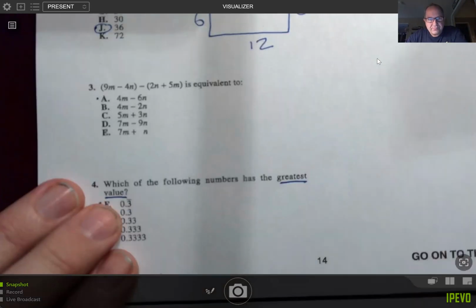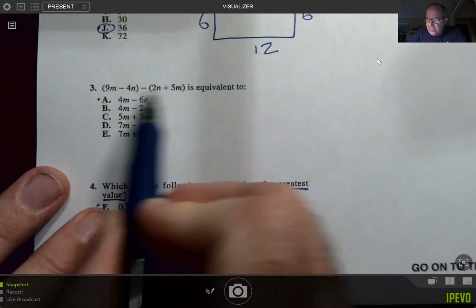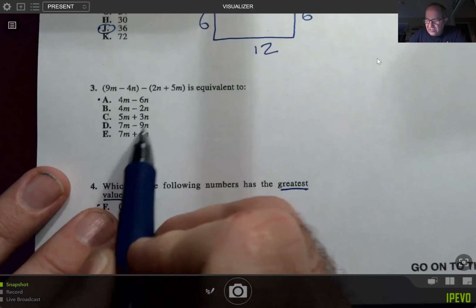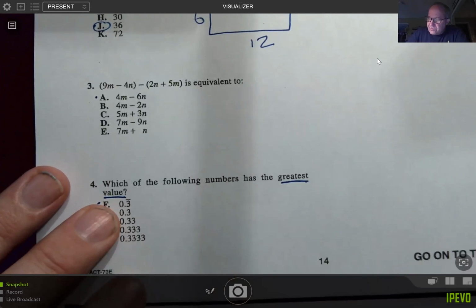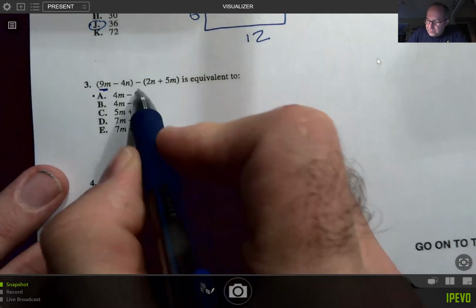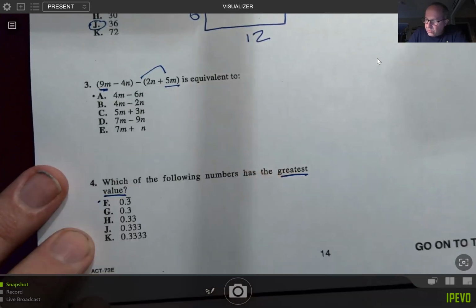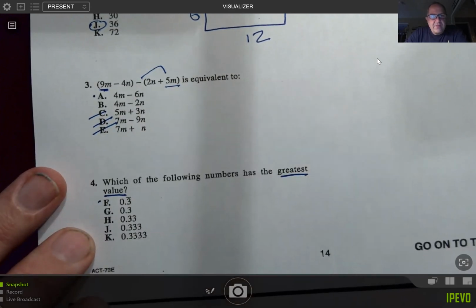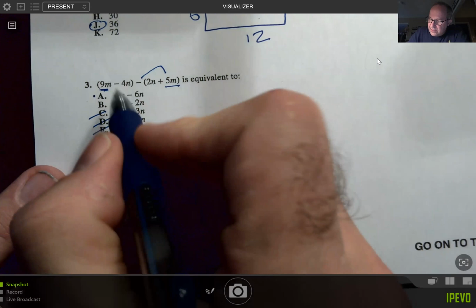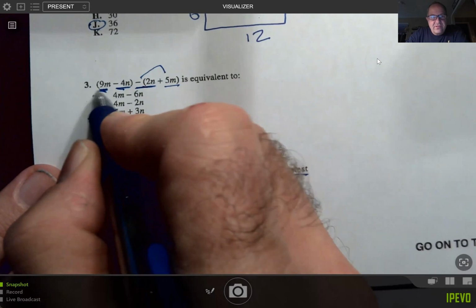Number 3, be careful with this. These letters are not lined up correctly. Notice M, N, and then they're changing it to N and then an M. So what I would do is I would do the M's first. We have 9M subtracting a 5M. Well, 9M minus 5M is 4M, which tells me it's one of the first 2 choices. Again, elimination gets us pretty quick here. And then we have -4n, and a -2n would be a -6n.